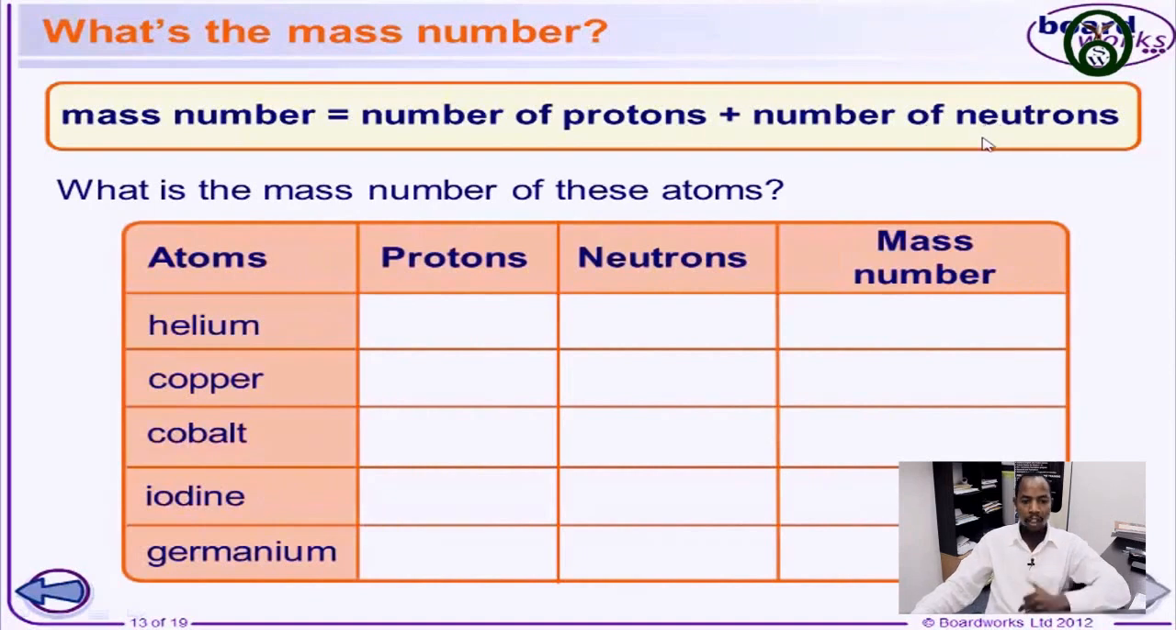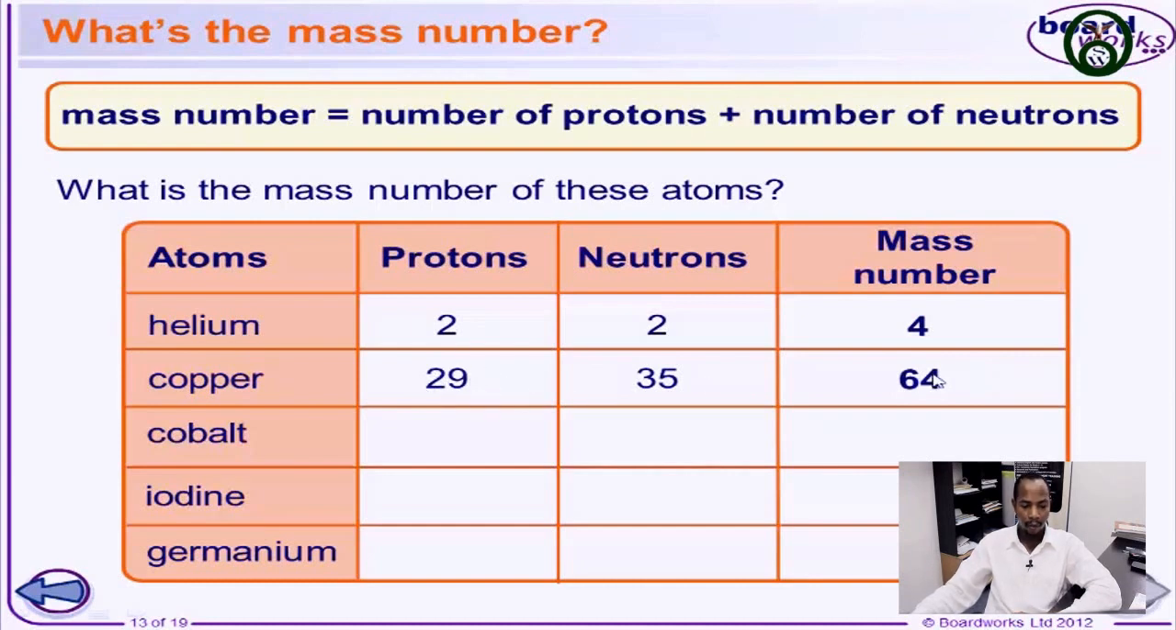Now, what is the mass number of these atoms that we've highlighted? We have helium, copper, cobalt, iodine, and germanium. First of all, we have to know the number of protons and the number of neutrons. If the number of protons is 2 and the number of neutrons is 2, the mass number will be 4, because 2 plus 2 equals 4. Great. Now, let's take a look at copper. If the number of protons for copper is 29 and the number of neutrons is 35, it therefore means the mass number will be 64, because 29 plus 35 is 64.